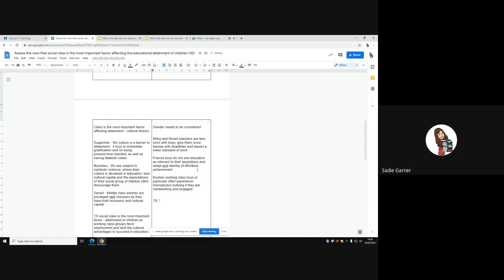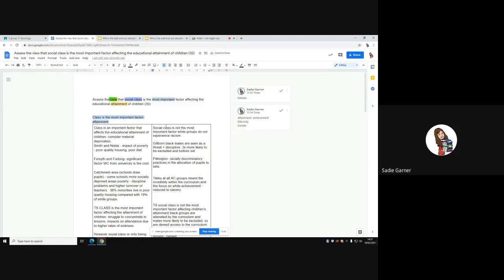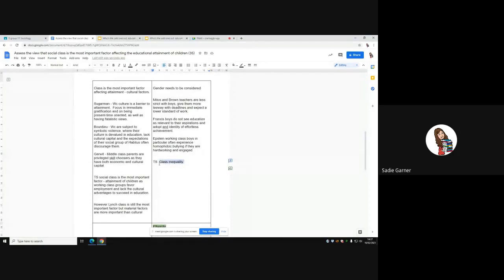This shows social class is not the most important factor. So social class is not the most important factor that affects the attainment of boys. It's not class that's affecting the attainment of boys.